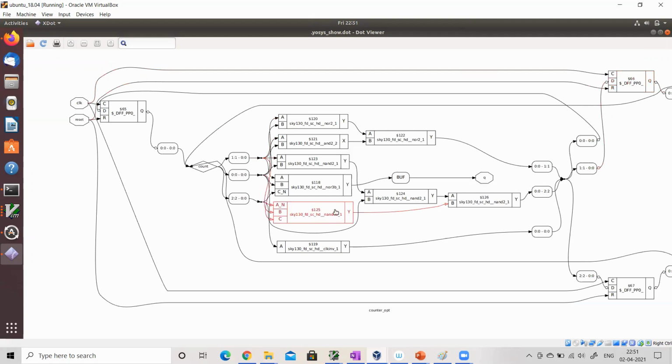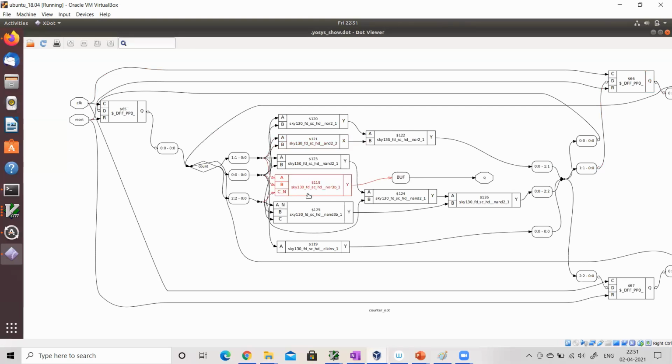So I think this is the logic for, let's see where the Q is coming from. So the Q is coming from this. You see, the Q is coming from this. I think basically you need to add an incrementer. You need to have an incrementing circuit, right? Basically you need to have an adder. So I think these are the logic which is making the adder.